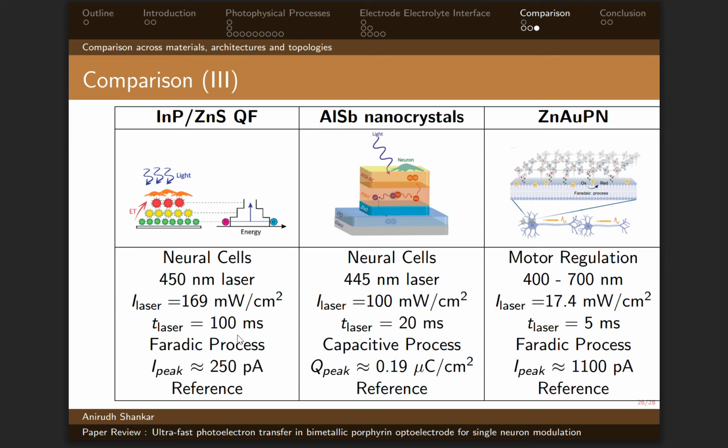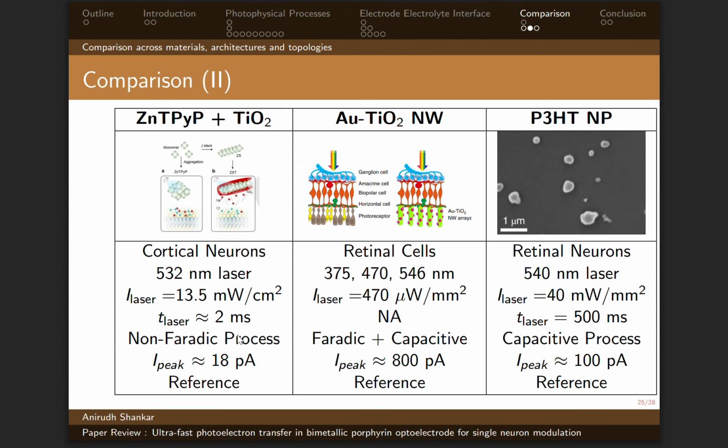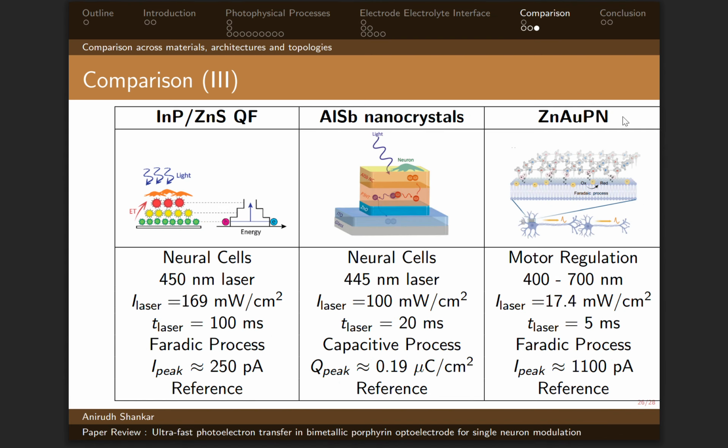And this is the final highlight, zinc gold porphyrin that was used for motor neuron regulation. And as we saw earlier, any visible light or near infrared light between 400 and 700 nanometer does the job. The intensity of the laser typically used for measurement was 17.4 milliwatt per centimeter square, the time period of the laser being 5 milliseconds. Though this ranks just after this, the peak current in zinc gold porphyrin is substantially higher, that is 1.1 nanoampere compared to the 18 picoampere reported here. And the process involved here is a faradic process.